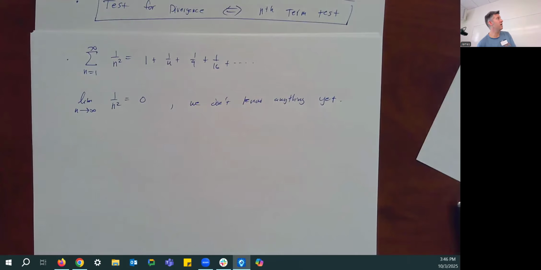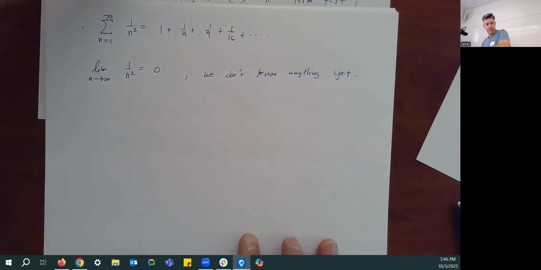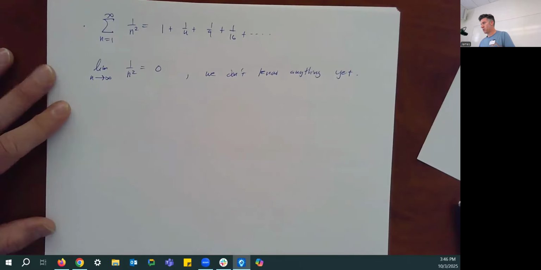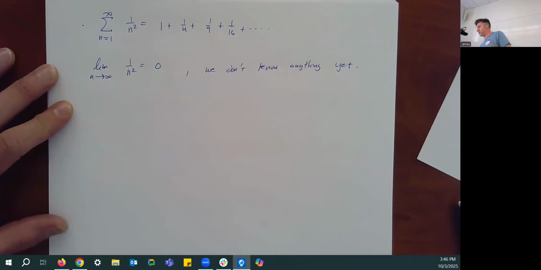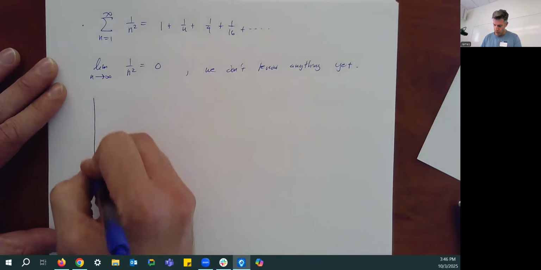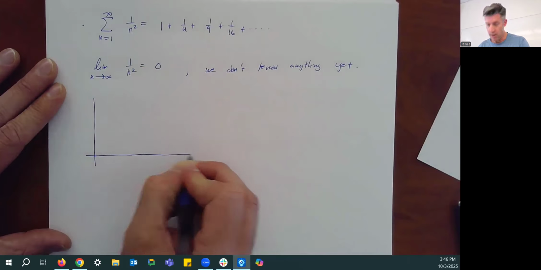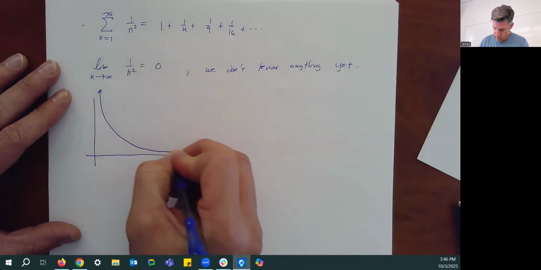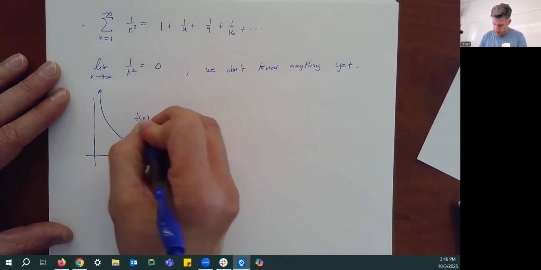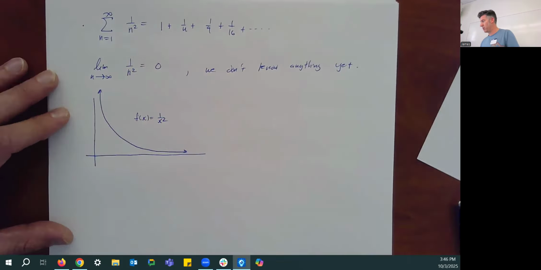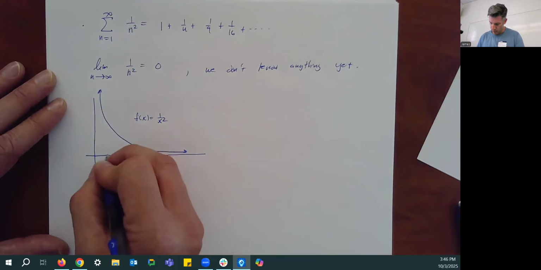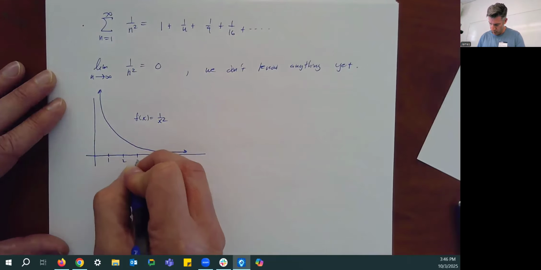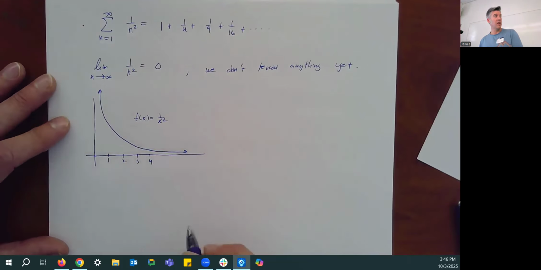So the idea here is to look at a comparable value. So check this out. We're going to look at the function f of x equal to 1 over x squared. We're going to do it twice. So here's the first picture. Starting at 1, then 2, then 3, then 4. I'm going to use the left endpoint.